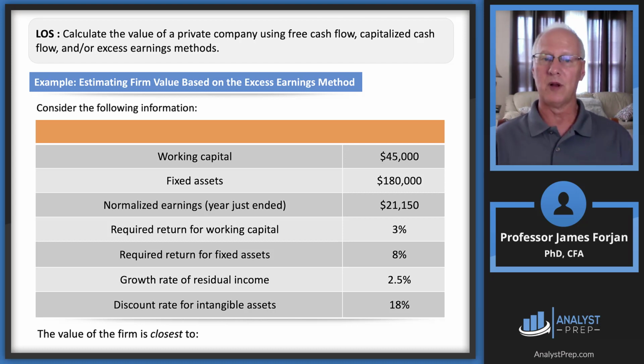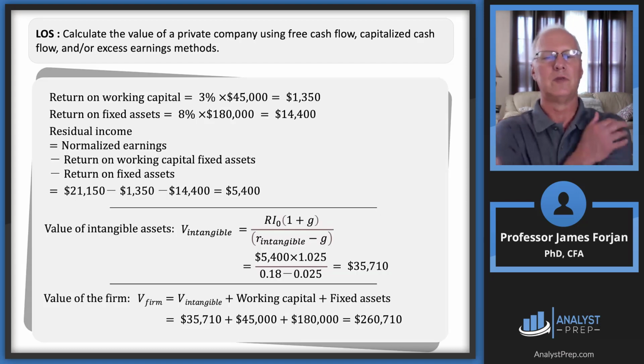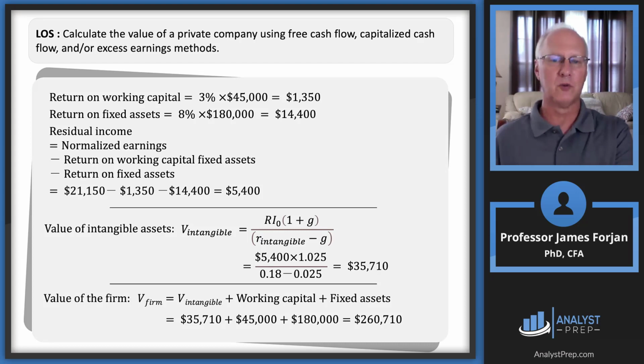But then normalized earnings, current normalized earnings, that's 21,000. So what we want to do is take the present value of those normalized earnings. And notice we're given a whole bunch of returns there: working capital return, fixed asset return, return on intangible assets, and then a growth rate. So we'll just go ahead and use that equation from the previous page, which we've put for you right there in the middle.